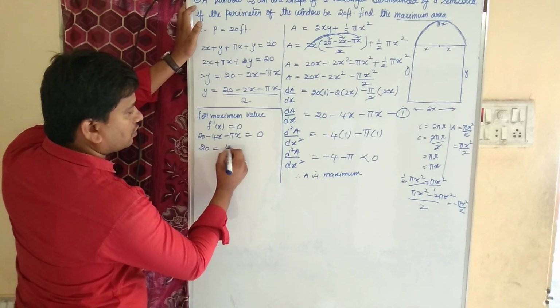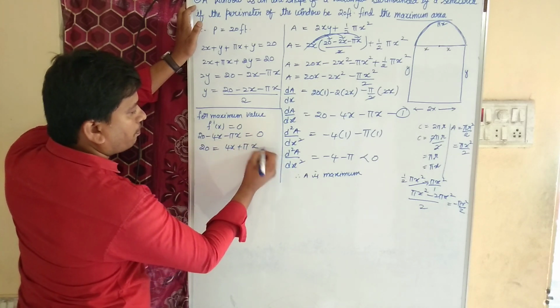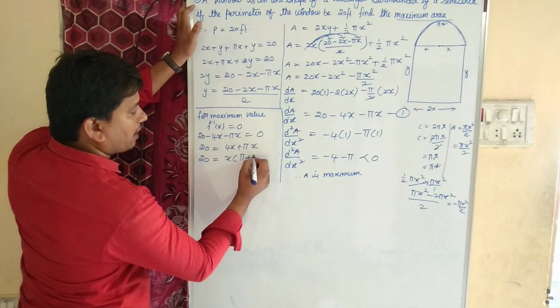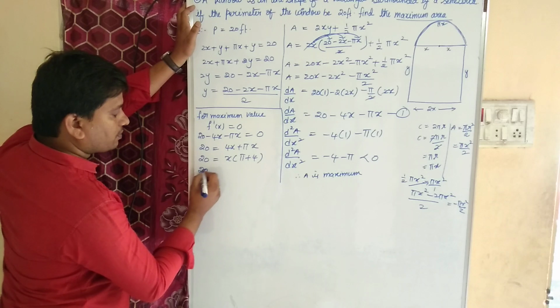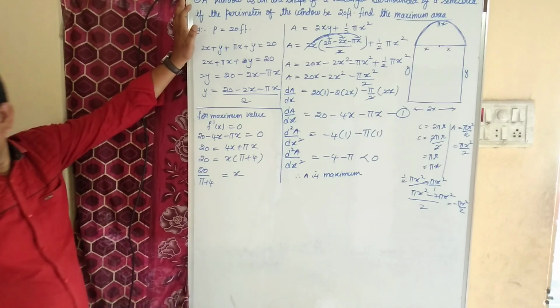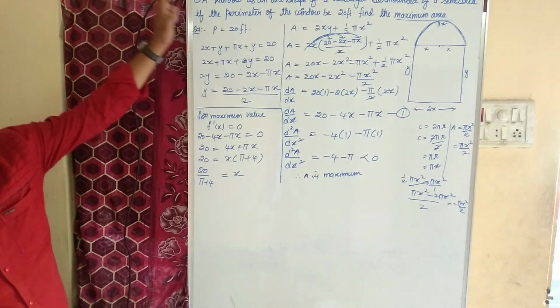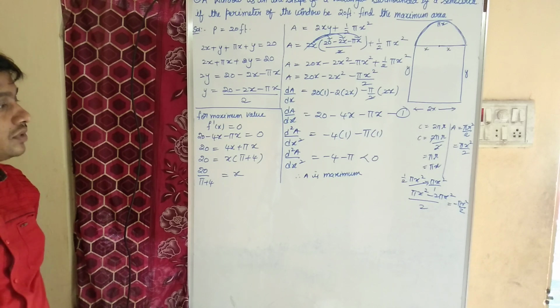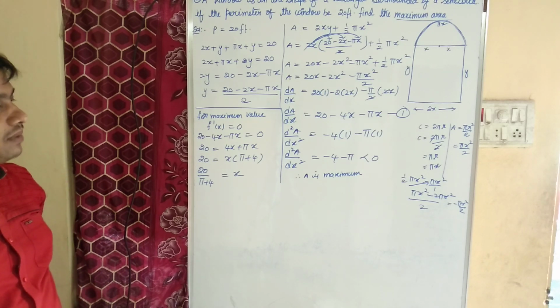Transpose: 20 equals 4x plus pi x. So 20 equals, if I take x common, I'll get pi plus 4. Transposing pi plus 4, 20 by pi plus 4 is equal to x. So what is the value of x? x equals 20 by pi plus 4. They are asking to find the maximum area, right?